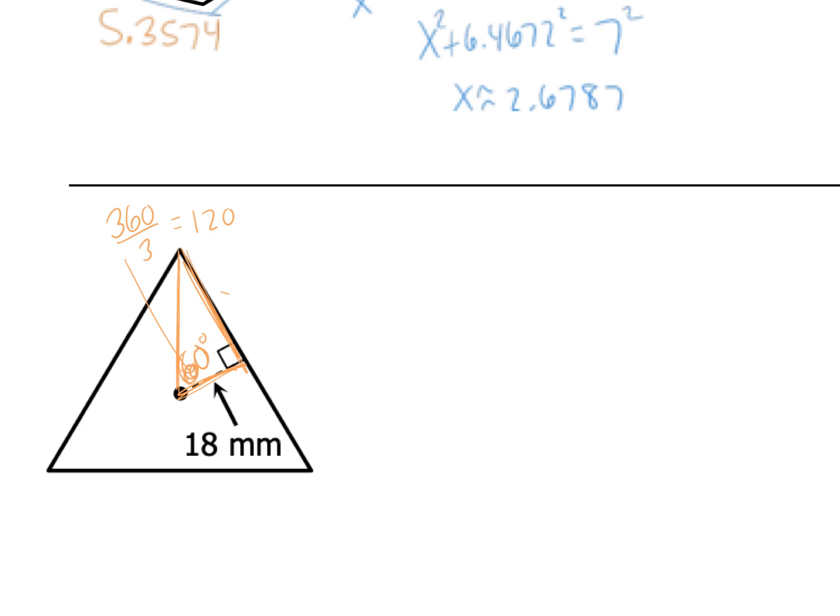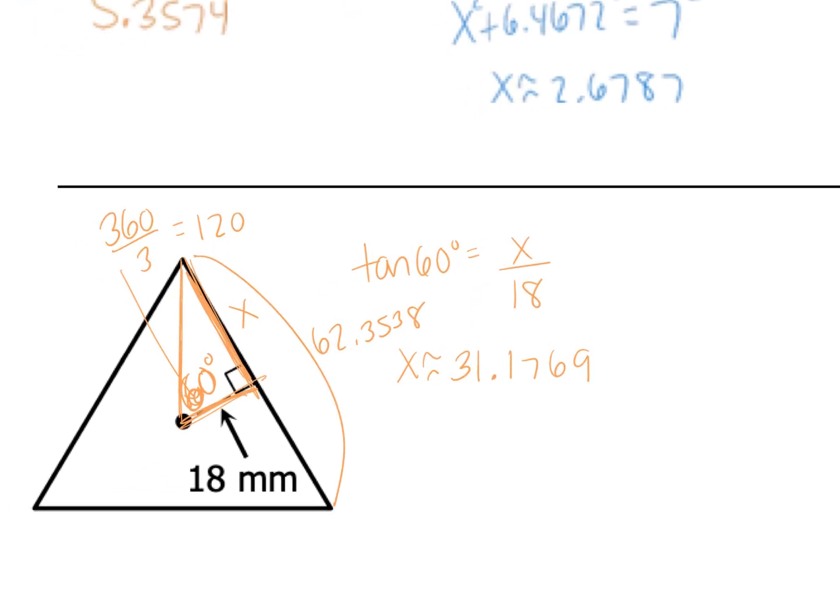I need my side length, so this is my x. This is tangent. I have opposite and adjacent. The apothem is the adjacent. So I'm going to say tan 60 equals opposite, which is x, over adjacent, which is 18. Take 18 tan 60 and get about 31.1769. Double it to get the side length. So this whole side is 62.3538.